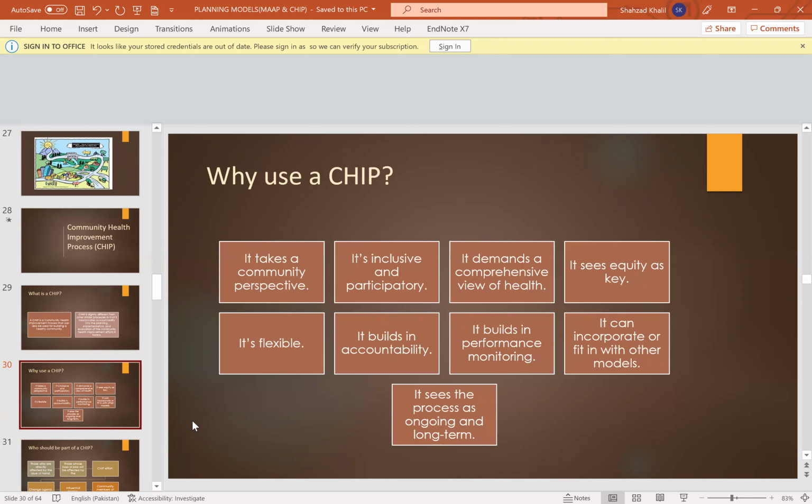Why use a CHIP? It takes a community perspective, it's inclusive and participatory, it demands a comprehensive view of health. It sees equity as key. It's flexible. It builds in accountability. It builds in performance monitoring. It can incorporate or fit in with other models. It sees the process as ongoing and long-term.